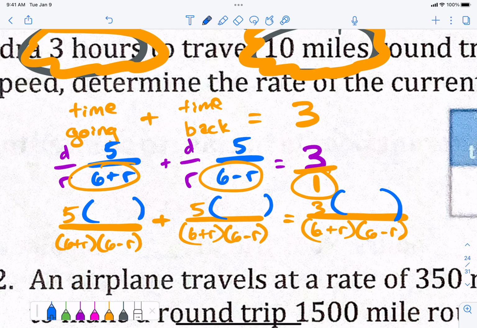Okay, questions on what we're doing? Questions on where we get the numbers from? It's kind of a tedious deal.